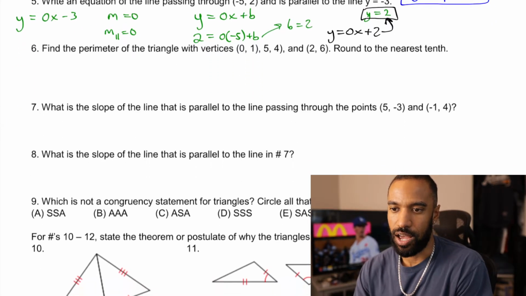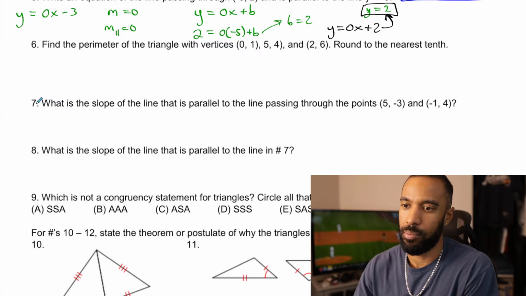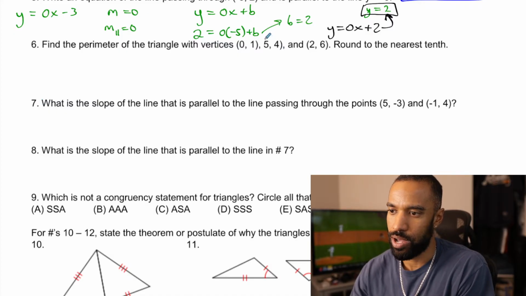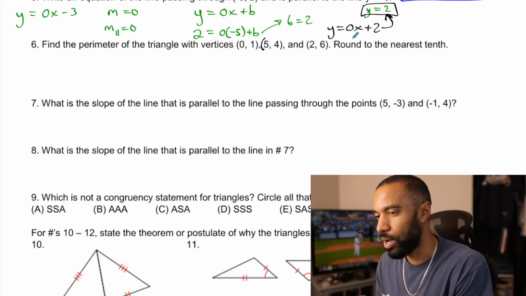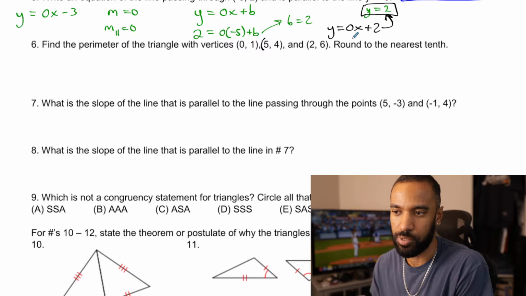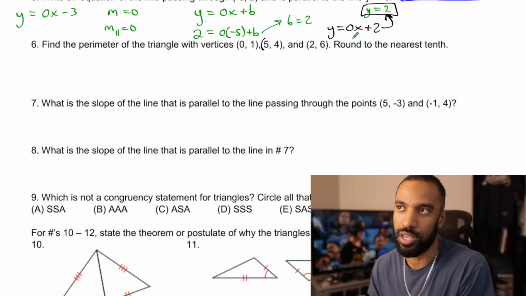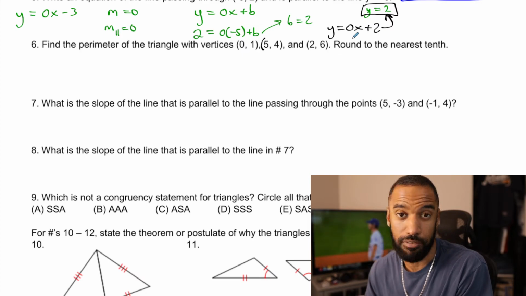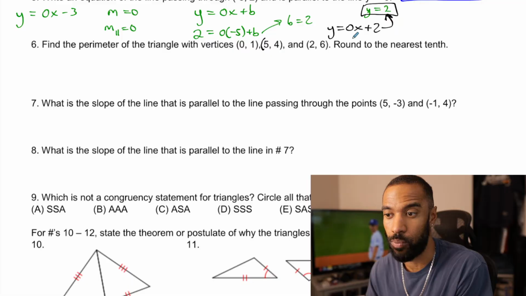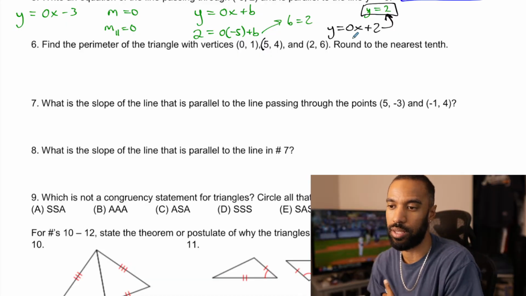Okay, number 6. And I know there are easier problems than this to work out later, but find the perimeter of the triangle with vertices 0, 1, 5, 4, and 2, 6, round to the nearest 10th. What you want to do here is find the distances between these values. I say easier for other ones because you actually have a graph for them. I prefer to not use the distance formula as often as I can avoid, but maybe this time I will use it, and other times I won't, just because there's no graph here. But I might support it with some drawings in a bit.